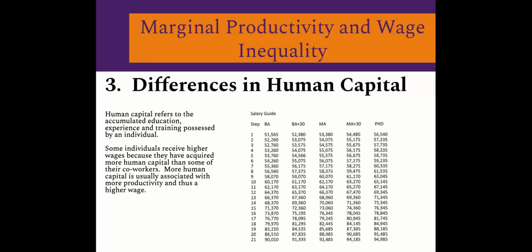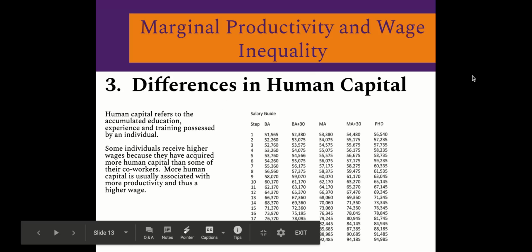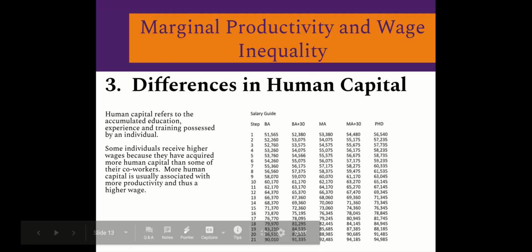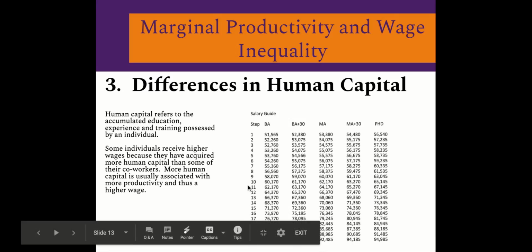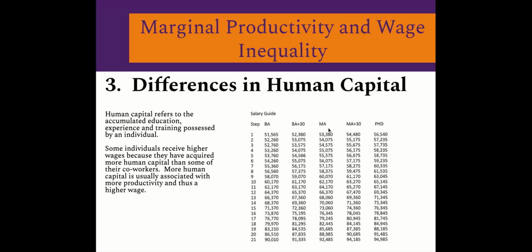Differences in human capital, okay? What you're taking a look at right over here on the right is a basic teacher salary guide. Teachers at Morris Knolls, at Morris Hills, and throughout New Jersey and throughout the country get paid differently based on their human capital. If you take a look here, the steps are how many years have you been a teacher, essentially, and over here to the right is how much education you have.